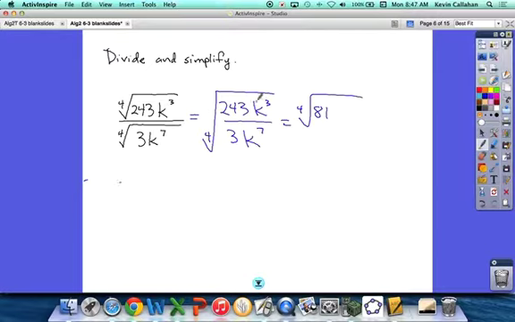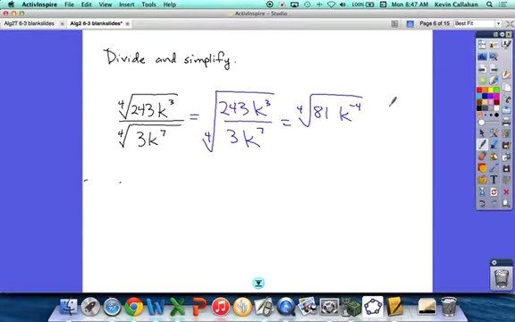Now, again, with the properties of exponents, when you're dividing k to the third over k to the seventh, what are you going to do with the exponents? Subtract, right? And so that's going to become k to the negative 4. Okay, I guess I can do it this way. Now, is 81 a perfect fourth power?